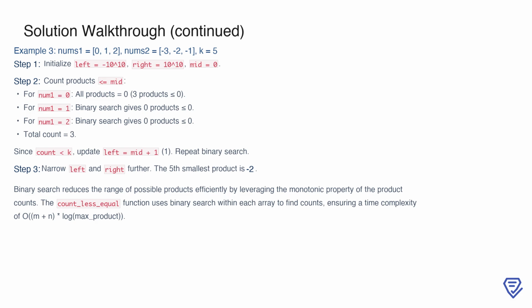Since this count is less than k, we adjust the range by setting left to mid plus 1, updating it to 1. We continue applying binary search, narrowing the range further. When left and right converge, the result is -2, which represents the fifth smallest product. This example highlights how binary search efficiently reduces the range of possible products, leveraging the monotonicity of product counts. The count_less_equal function ensures that we can quickly determine the count for any given mid, resulting in an overall time complexity of O((m + n) * log(max_product)).